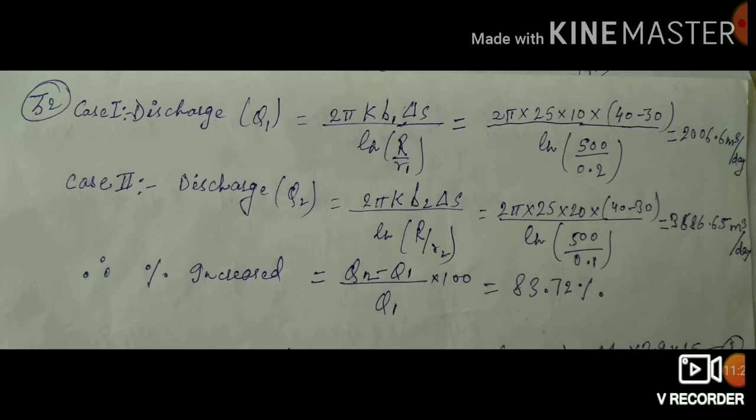And friends, always remember that whenever it is asking for a percentage increase or percentage decrease, you should always take the first value in the denominator. You should always calculate the percentage increase or decrease with respect to the first value you got. So here I have put Q1 in the denominator, and Q2 minus Q1 divided by Q1 into 100 gives 83.72 as the answer.